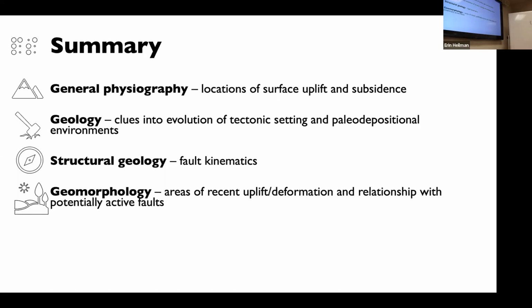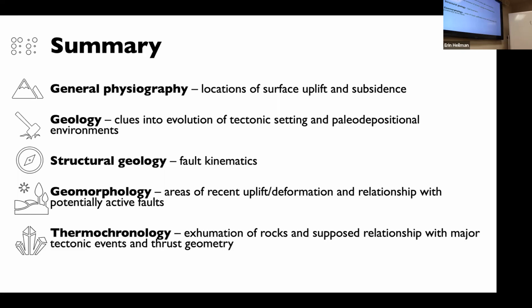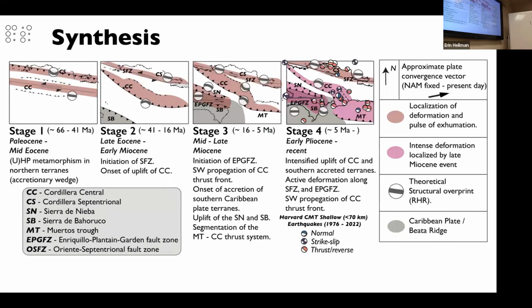The geomorphology showed us areas of recent uplift and deformation, and how that might be related to potentially active faults. And then finally, we used the thermochronology to think about the exhumation of rocks and its relationship with these major tectonic events. And then we interpreted the thrust geometry within the central Cordillera based on this.